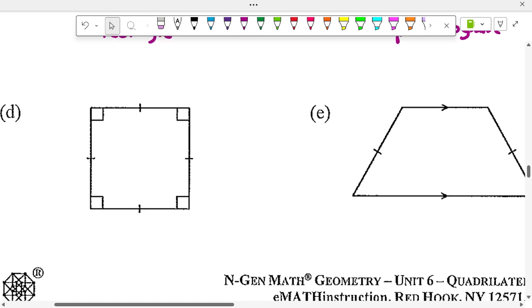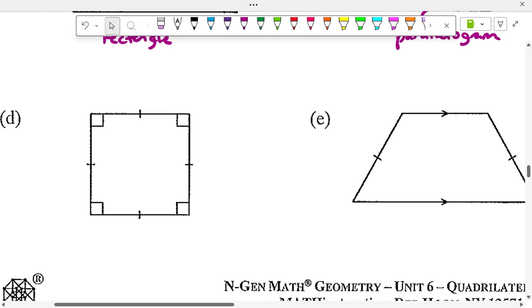So this one, we have both 90-degree angles marked and sides marked. So we can assume it's a square because it has both.